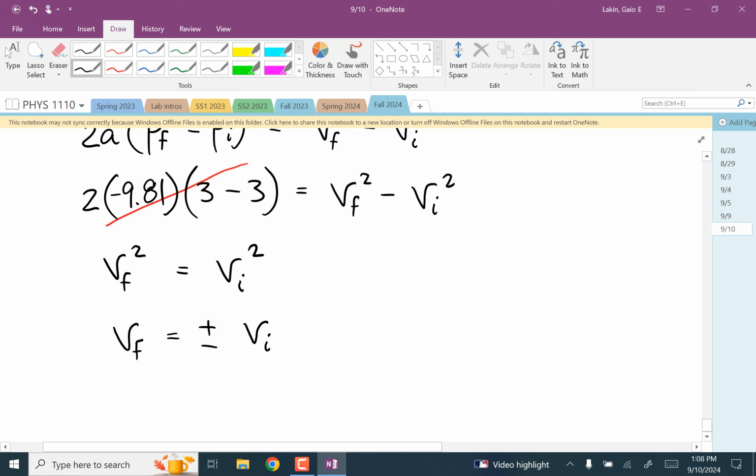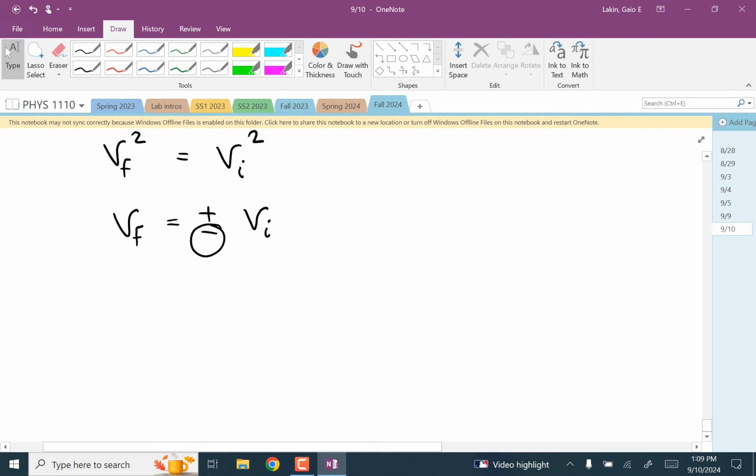And now you have to think, which one am I interested in here? So the initial velocity when it was launched up was positive, but now it's on the way down, which is negative. And so VF is negative 10 meters per second. Any questions about that?